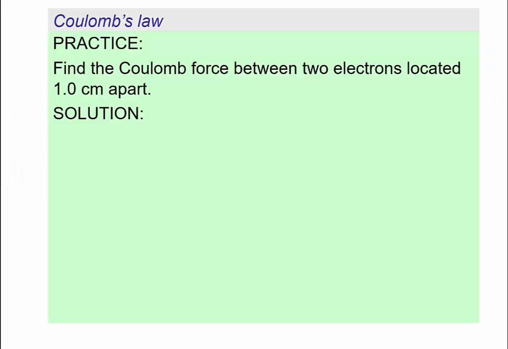So here is just a simple example using Coulomb's law, and we're asked to find the force between two electrons, which are negatively charged, located 1 centimetre apart. We can start by saying we know the distance between them, r, is 1.0 centimetres, and we can rewrite that as 1.0 by 10 to the minus 2 metres. It's always good to put these things in SI units.